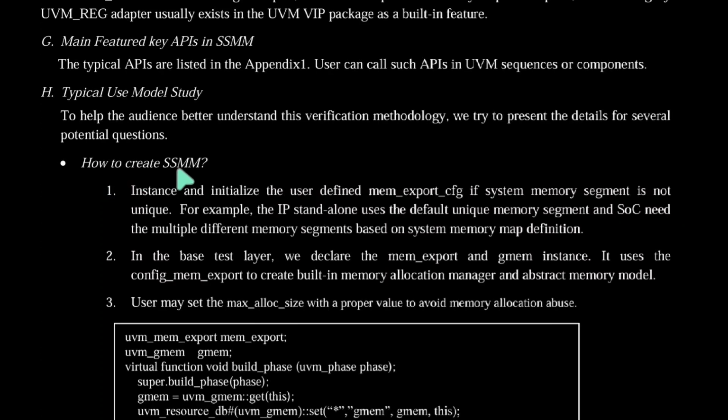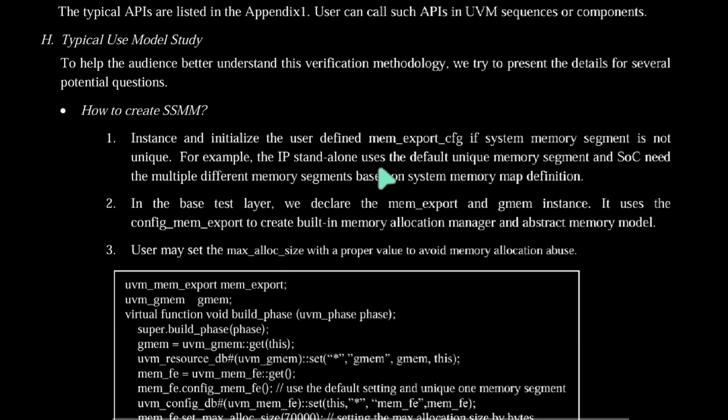How to create a SSMM? Instantiate and initialize the user-defined mem_export2_cfg if the system memory segment is not unique. For example, the IP standalone uses the default unique memory segment, and SSC needs multiple different memory segments based on the system memory map definition. In the base test layer, we declare the mem_export2 and the GMEM instance.